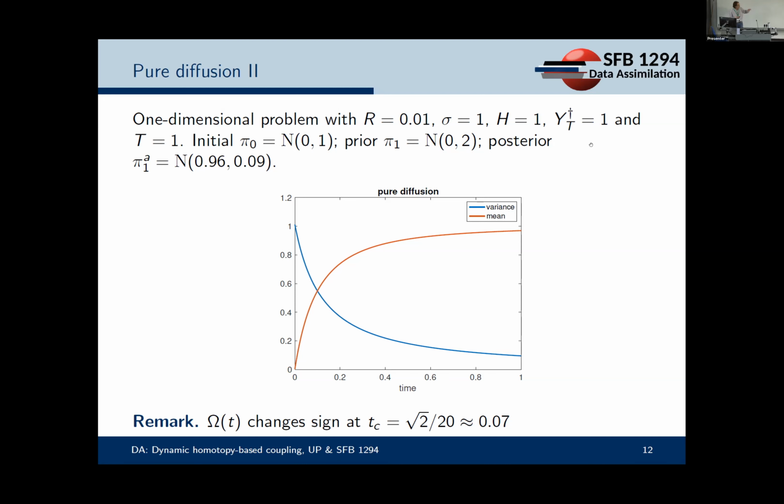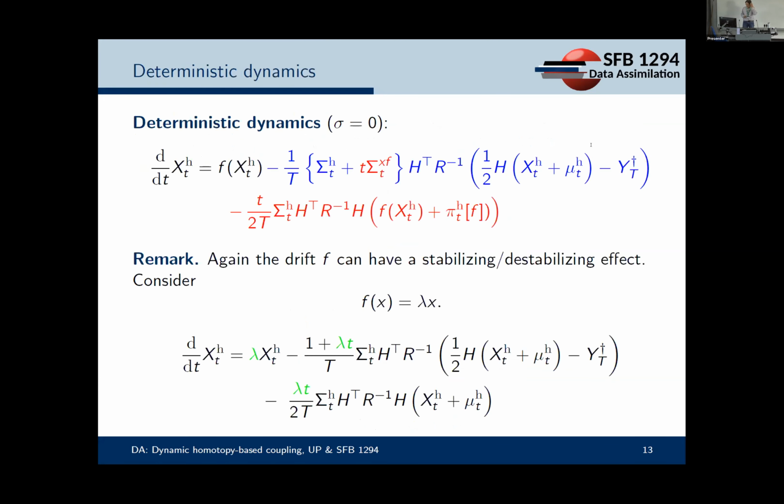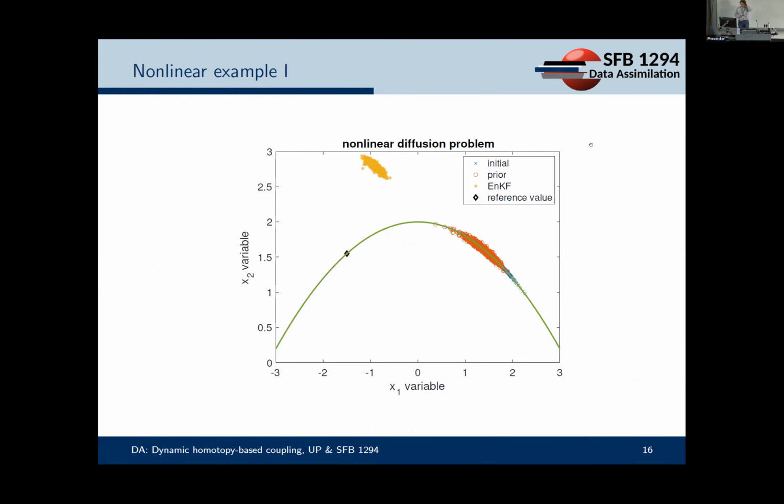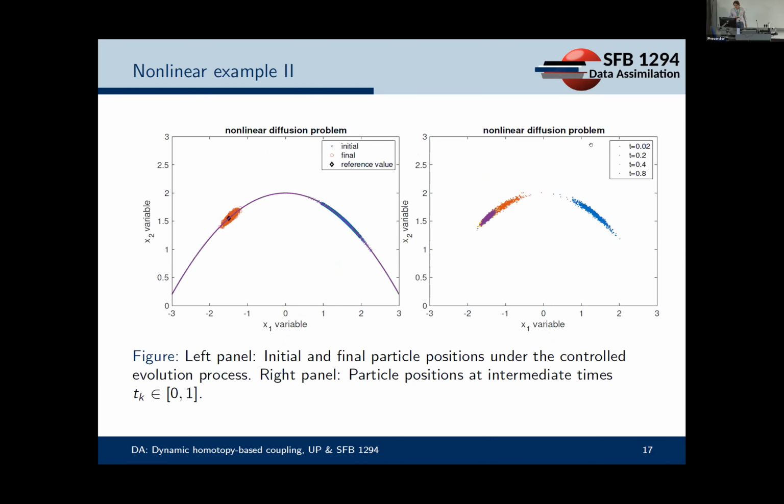Of course, it's just 1D. But you see it starts at 0 and the mean gets up to the right value, 9.96. The variance starts at 1, it goes down instead of going up. So it does the right thing. I have another example, let's skip it. So let's look at this example here, because what is it doing here? That was the nonlinear example I had.